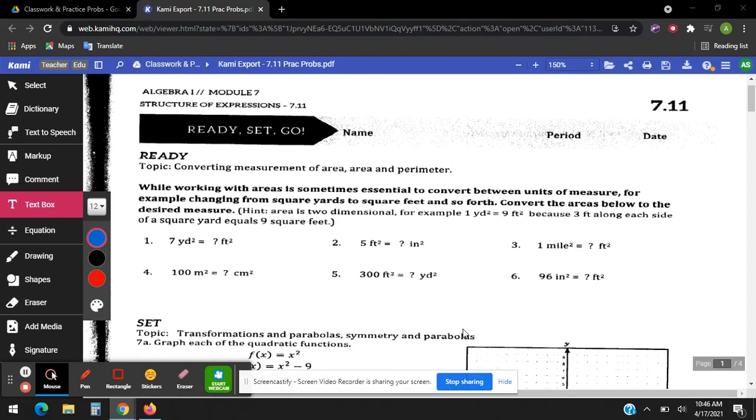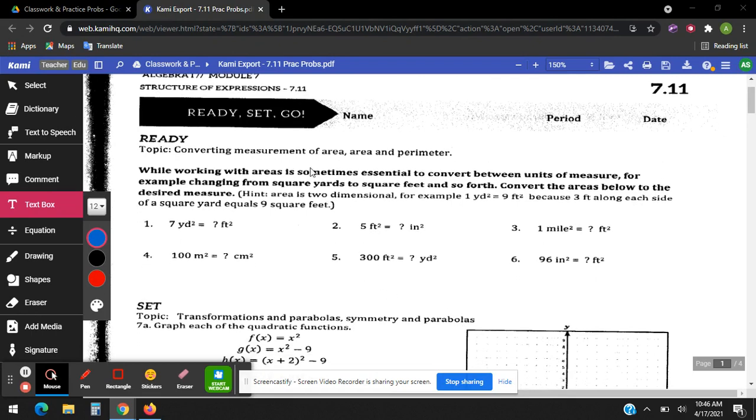Hi, this is Algebra 1, Module 7, Lesson 11's practice problems. We're just going to work on a little bit of conversion to start with, just to warm up. When we're working with areas, it's sometimes essential to convert between units of measure. For example, changing from square yards to square feet and so forth. So we're going to convert the areas below to the desired measure.